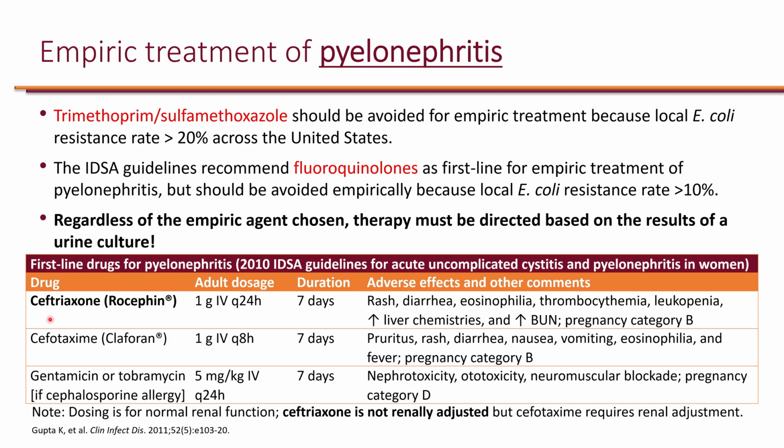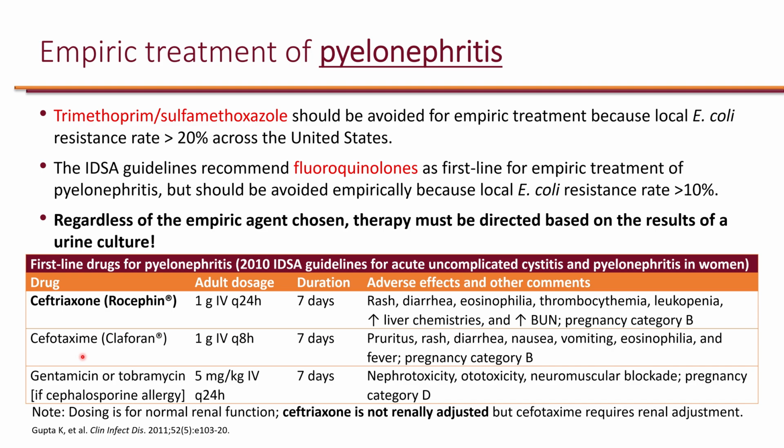So when the urine cultures do come back, it's best to de-escalate to the narrowest antibiotic that's susceptible. Cefotaxime is also a third generation cephalosporin, so it's going to be pretty effective, but it's dosed every 8 hours, so this one is rarely used.